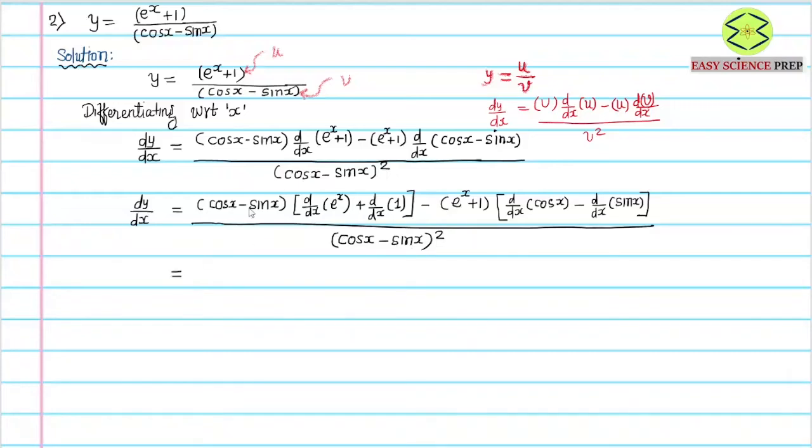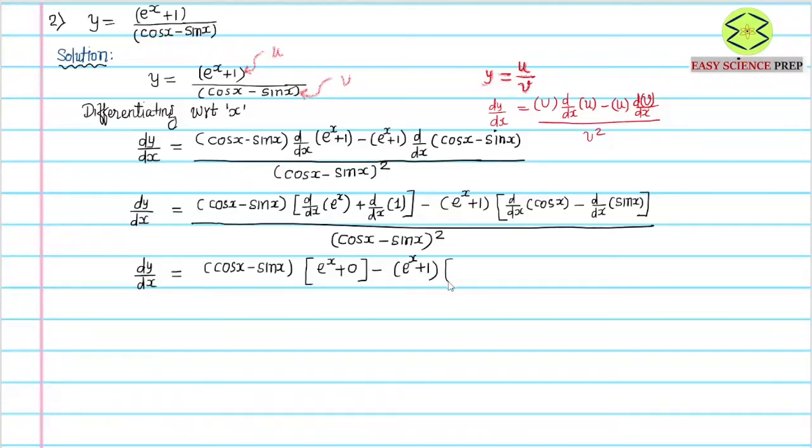Now let me obtain the differentiation. So it is dy by dx. You can bypass this step. You can directly go for the third step. This will be cos x minus sin x. Now the derivative of e raised to x, you can refer to the table and you can see the derivative of e raised to x is going to be e raised to x only. And the derivative of 1 is a constant independent of x. There is no x term. So the derivative of a constant term is always 0, minus e raised to x plus 1.